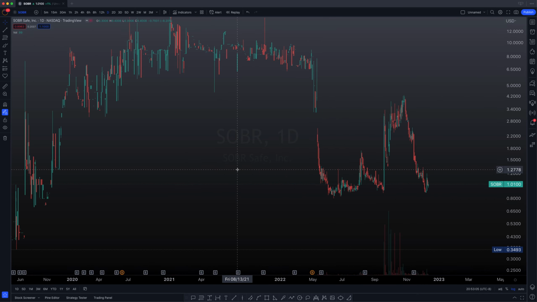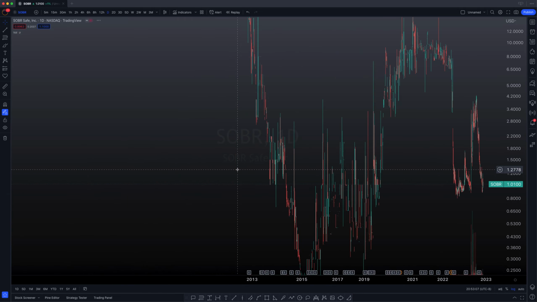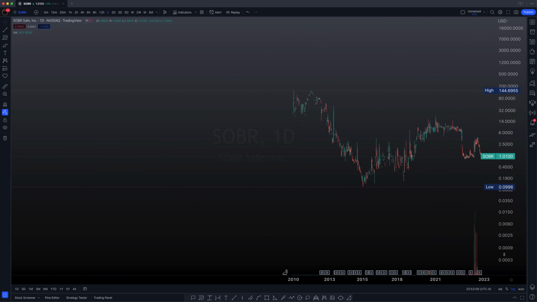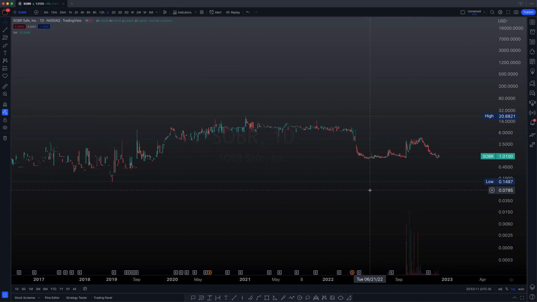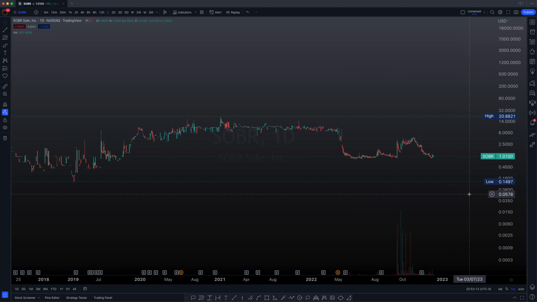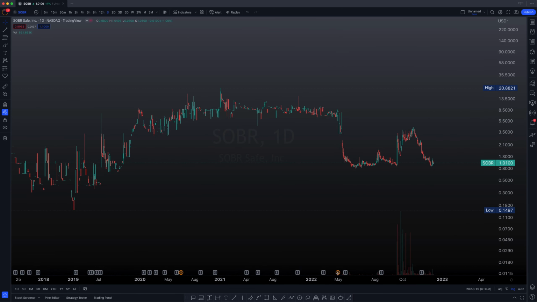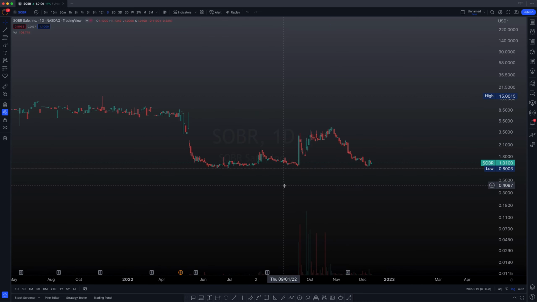Right off the bat, I start off with the daily chart just to see exactly what's going on with the asset, and right away I can see that there is a massive dip right over here. TradingView is telling us that there was a split here of 1 to 3, so that is likely why that happened there.